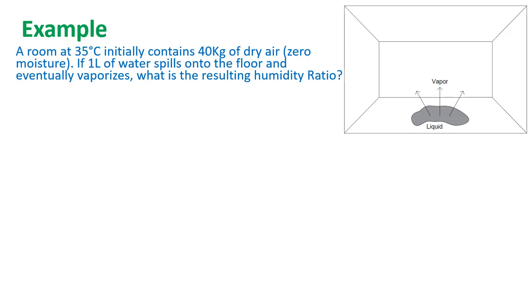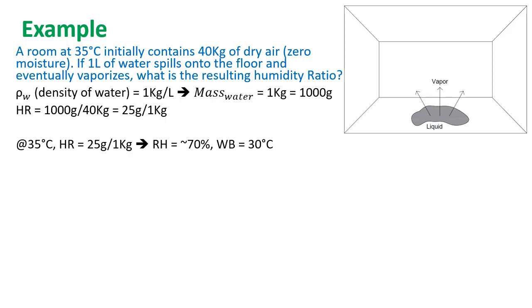Let's look at another example. A room at 35 degrees Celsius initially contains 40 kilograms of dry air, meaning zero moisture in the air. If 1 liter of water spills onto the floor and eventually evaporates into the air, what is the resulting humidity ratio? Here, we want to calculate the humidity ratio HR, or the moisture content MC. 1 liter of water is exactly 1 kilogram. So when the spilled water evaporates into the air, we have 1 kilogram of water or moisture in 40 kilograms of dry air. That means that 1 kilogram of air contains 25 grams of water or moisture.